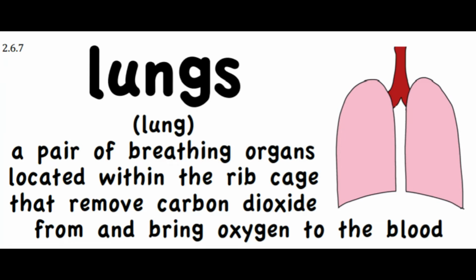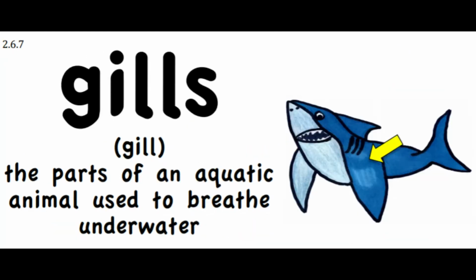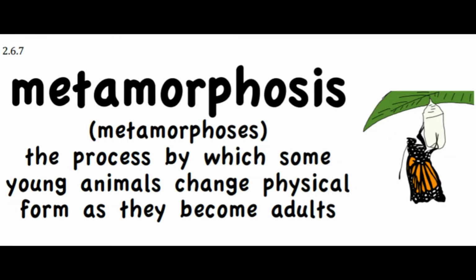Lungs. Lungs are a pair of organs that are used to breathe. Sometimes, if you run too hard in the cold weather, it can make your lungs hurt. Gills. Gills are the body parts that some aquatic animals use to breathe underwater. A fish's gills open to take in water. Metamorphosis. Metamorphosis is the process by which some young animals change form as they become adults.